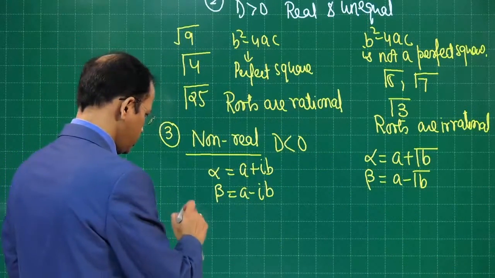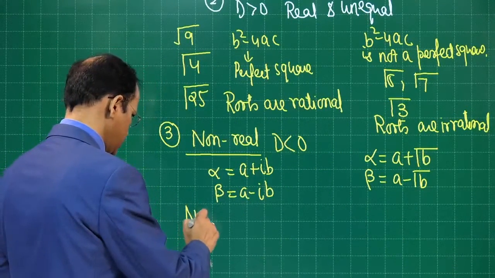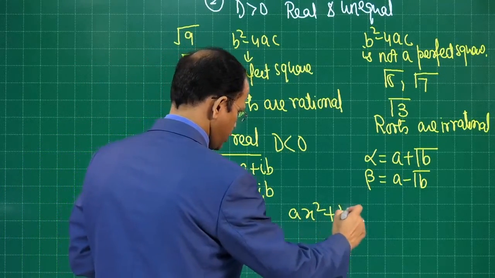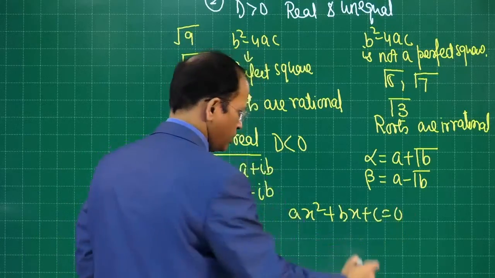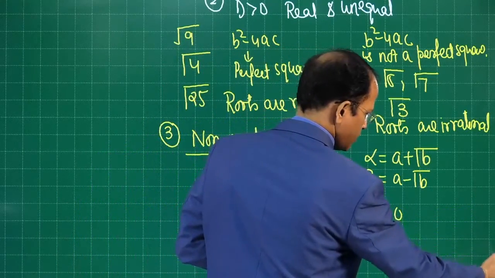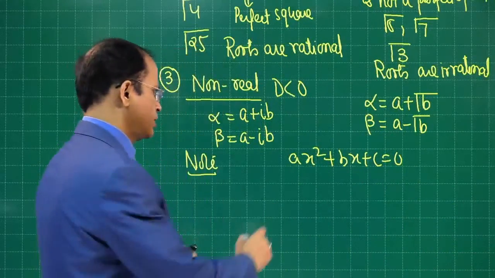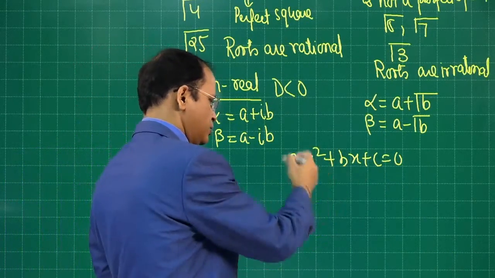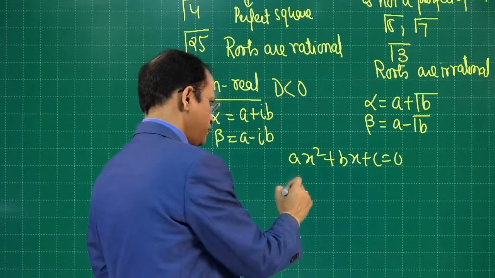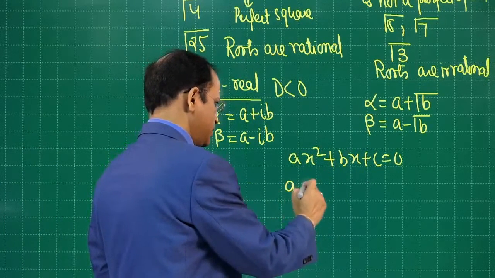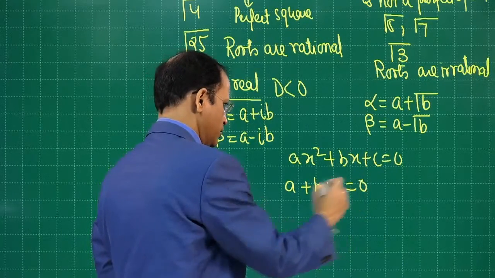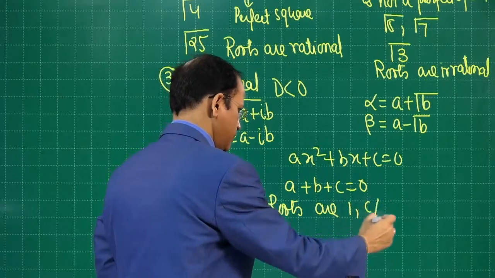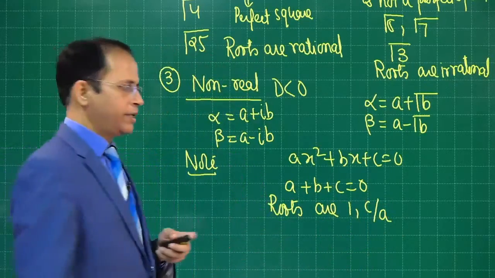Now just have a note, I'll give you a note on that. Suppose we have been given ax square plus bx plus c equal to 0. This is a very shortcut thing, but many times this concept is used. Alpha, beta are the roots of this equation. So if a plus b plus c is equal to 0, the roots are always, remember, 1 and c by a.